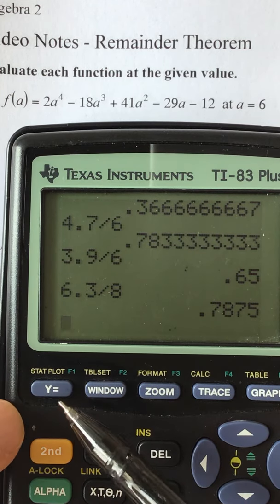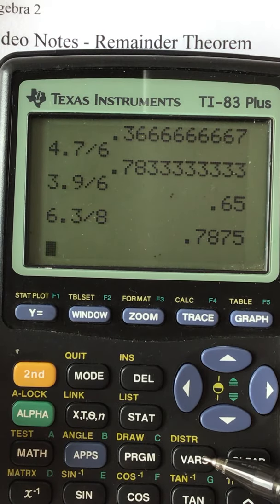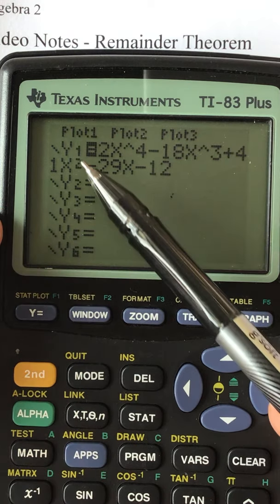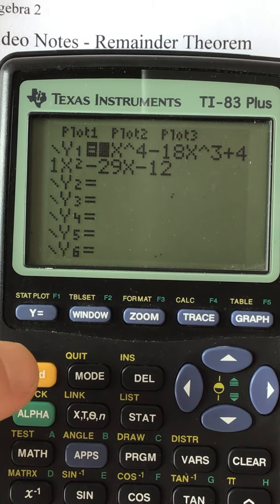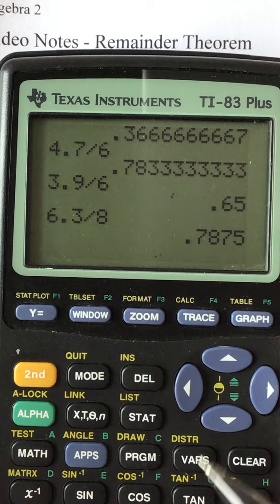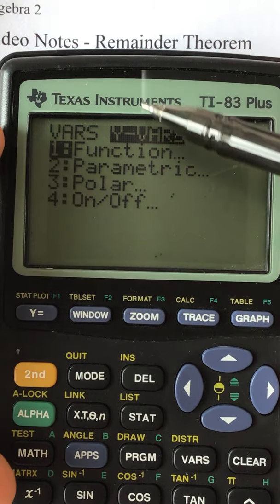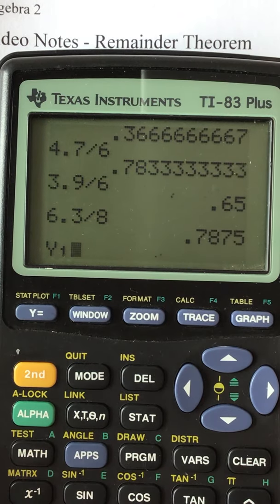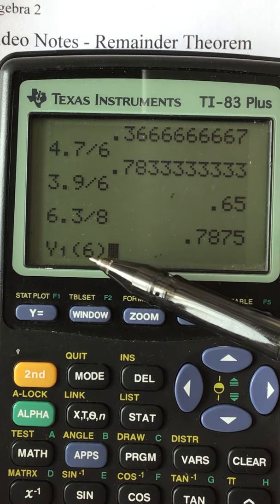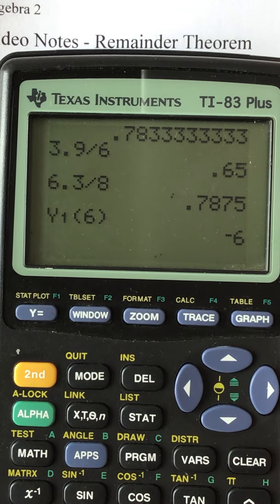Okay, so that's one way to do it. Another way to do it is, notice I put that in this y equals button. On the calculator, there's this variables key. That stands for variables. I put it in variable y1. y1 has this entire formula in it. I can access that entire formula by going under variables. I'm going to go over to y variables, and it's in a function. y1 is a function, so I'm going to hit enter on function, and there's y1. That puts y1 on the screen, and if you put parentheses 6, that will take the number 6 and plug it into the formula that's in y1, and there's the -6 again.